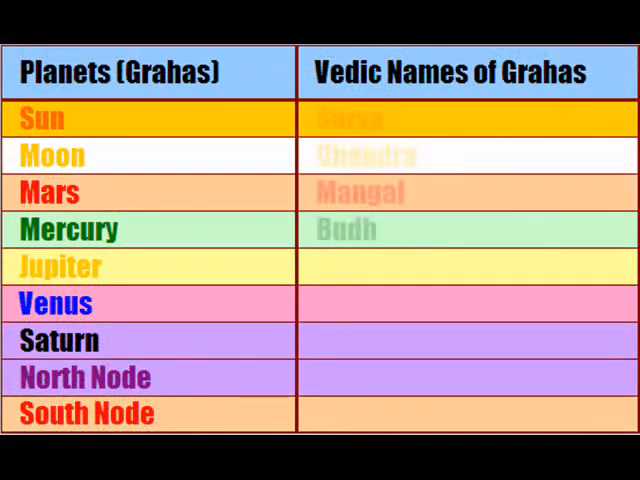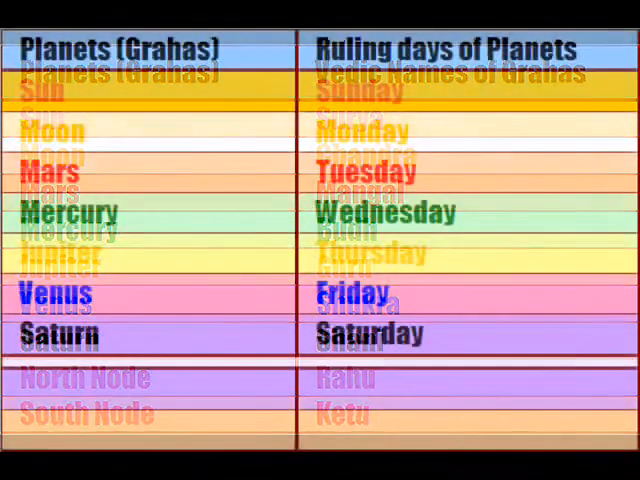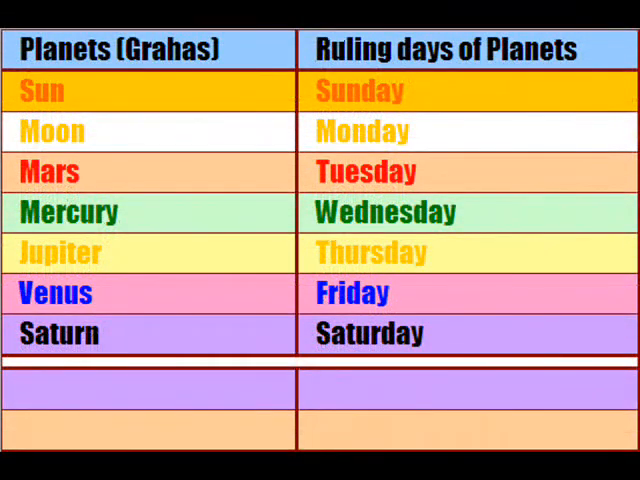They are Surya, Chandra, Mangal, Buddha, Guru, Shukra, and Shani. The nodes, as I've mentioned earlier, are known as Rahu and Ketu. This chart gives the ruling days of the planets.